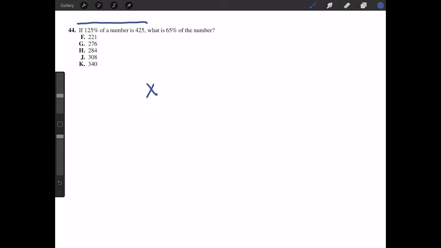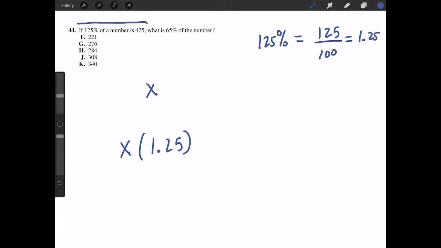So, how do you know what 125% of a number is? You simply multiply that number times 1.25. What I'm doing here is 125% is equal to 125 for every 100. Now, if you do this on the calculator, you're going to get 1.25. So this is the number you would actually use to compute it.